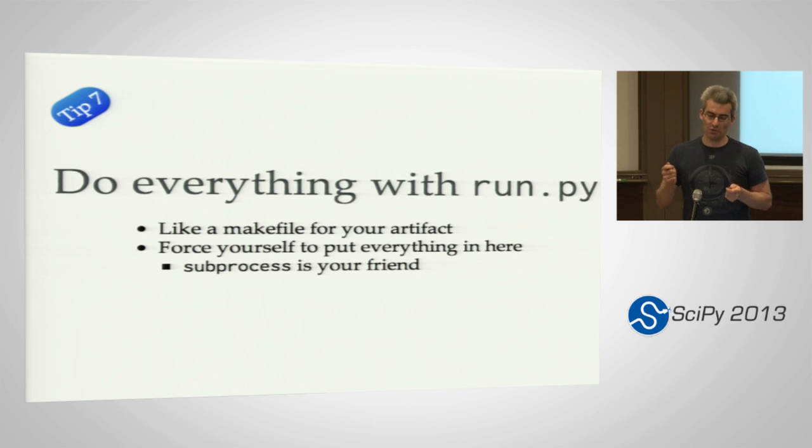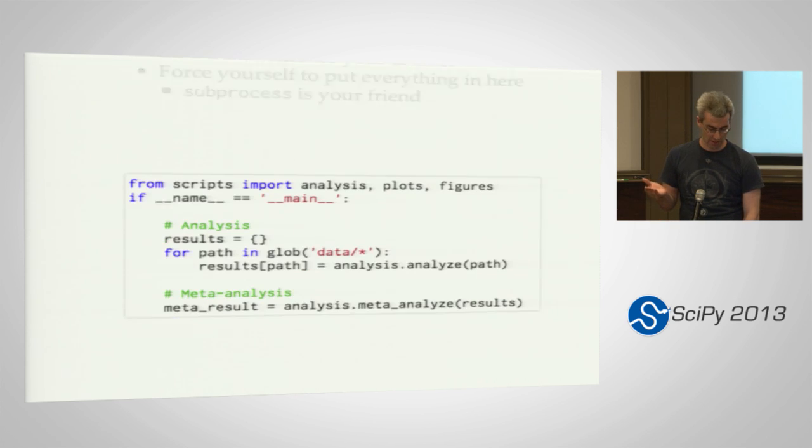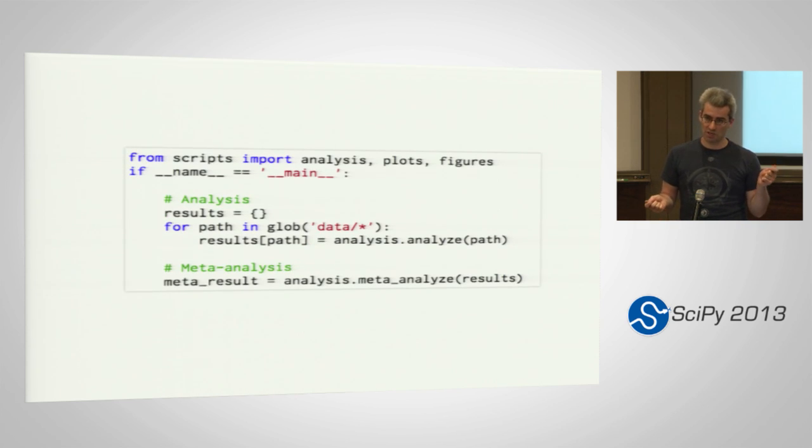And if you really force yourself to put everything in there, then it's going to be easier for you later on when you have to do revisions to your artifact, say. It'll be easier for you to say, well, all I need to do is python run.py something. And if you find that you can't do this thing using Python, then look into subprocesses, do something else, but make sure you can do it through run.py. So here's a little example of what a skeleton run.py might look like. I have a scripts directory that has an analysis.py, plots.py, figures.py.